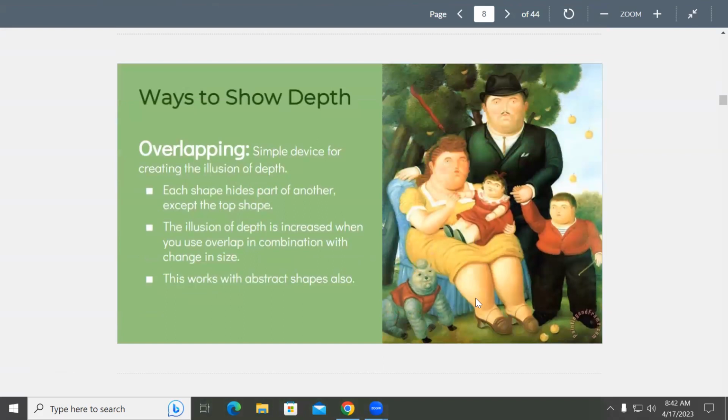Another easy way of creating depth in a composition is overlapping. See, all these figures look like they are close to each other, in a horizontal line. But because of the overlapping, you see this person is at the back, this one is in front of him, and this boy is also in front. That's also the simplest way. These two are the simplest ways of creating depth in a composition.